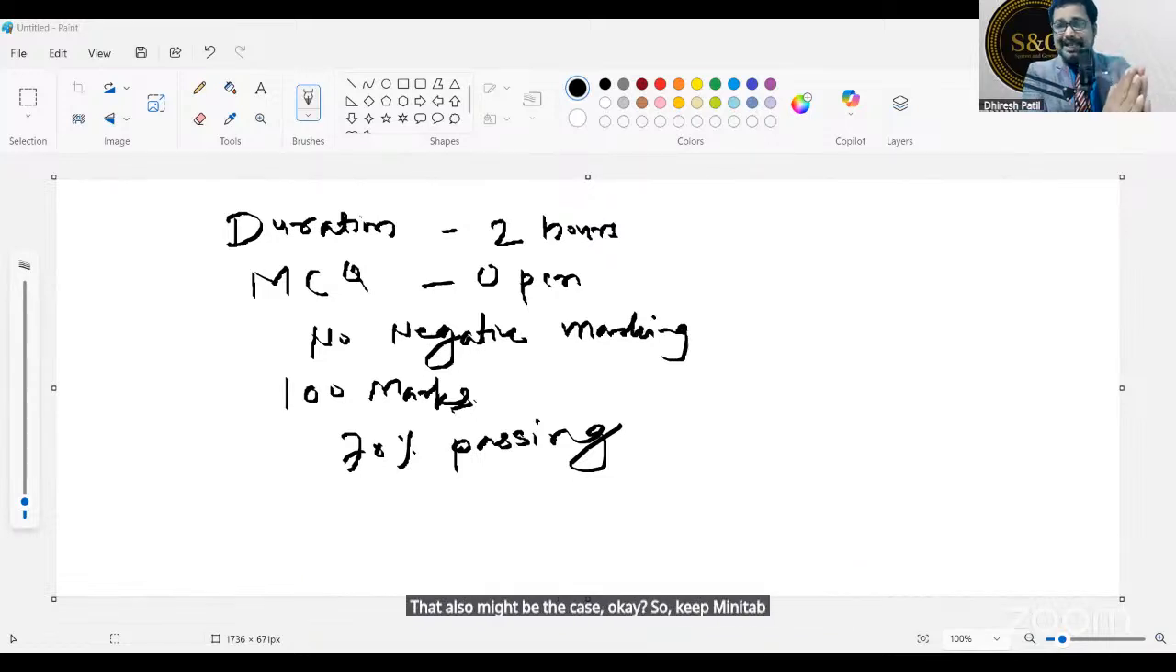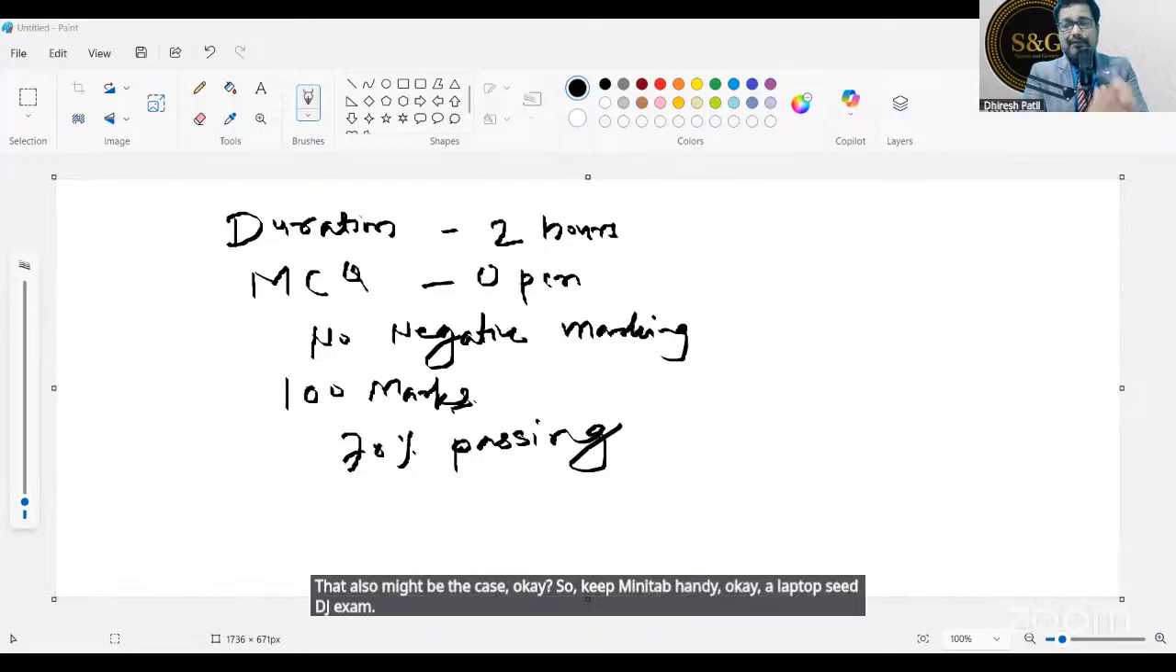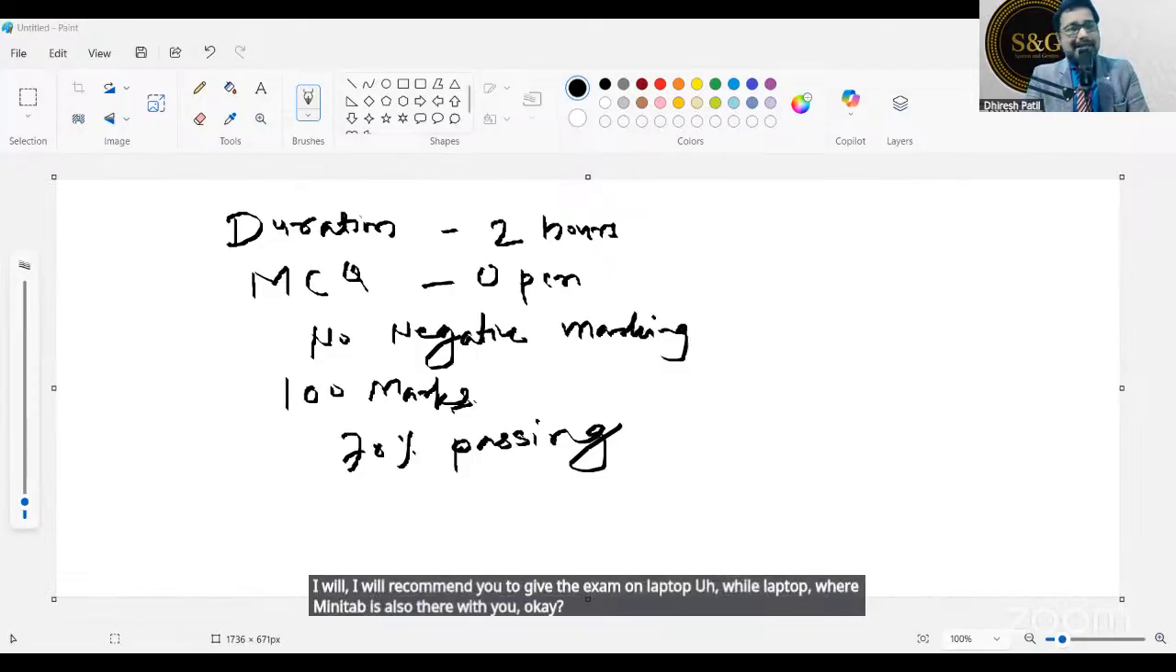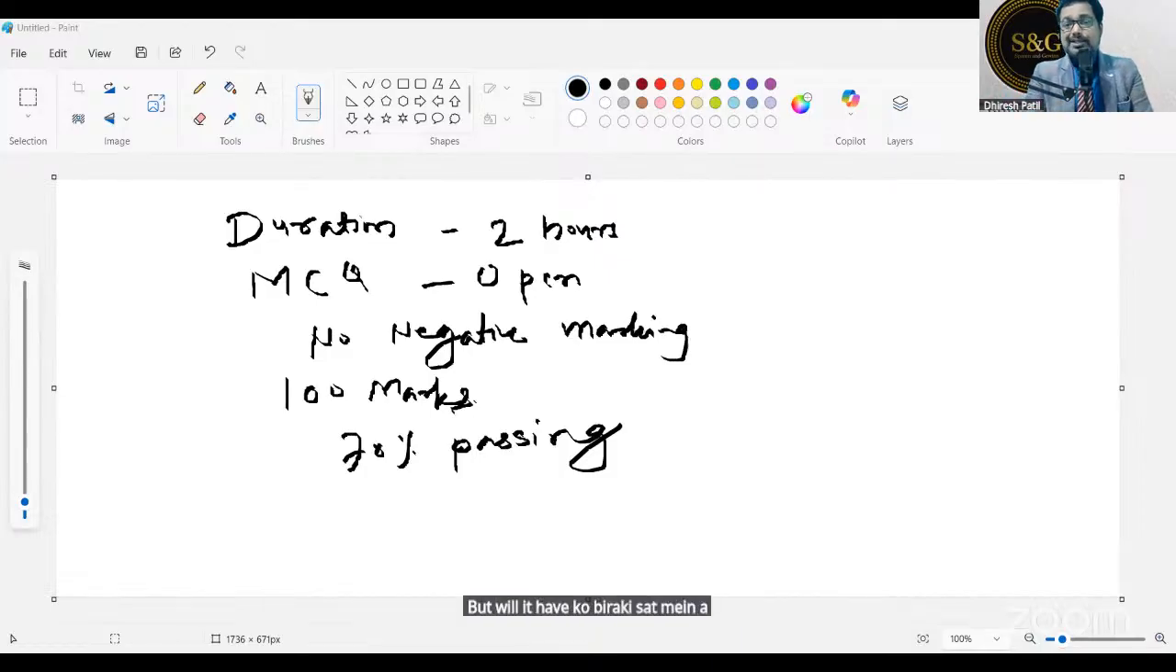You give the exam from a laptop. I will recommend you to give the exam on a laptop, where Minitab is also with you. You can also give it from mobile, that's not a big deal. But keep Minitab with you, keep your notes with you. It's an open book test. The moment you start the examination, within 2 hours you have to submit it.